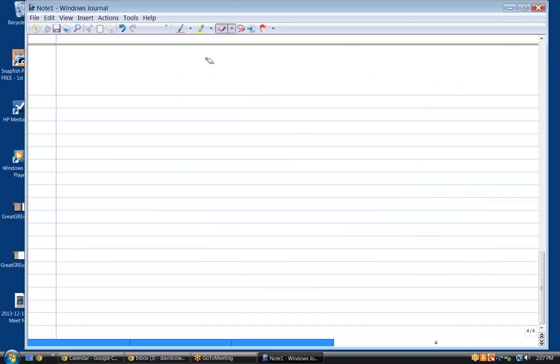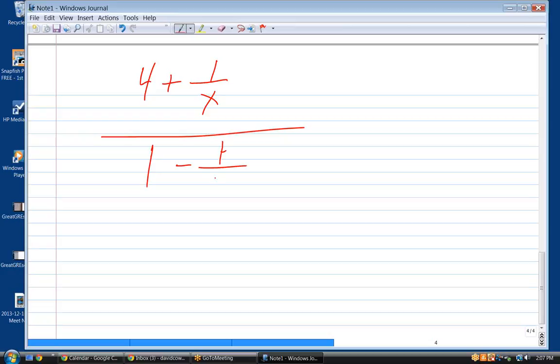All right, so the next one just says solve or perform the indicated operation. So it's 4 plus 1 over x, and then it's all over 1 minus 1 over x. Like that? Yep. Okay. What do we need to do here?